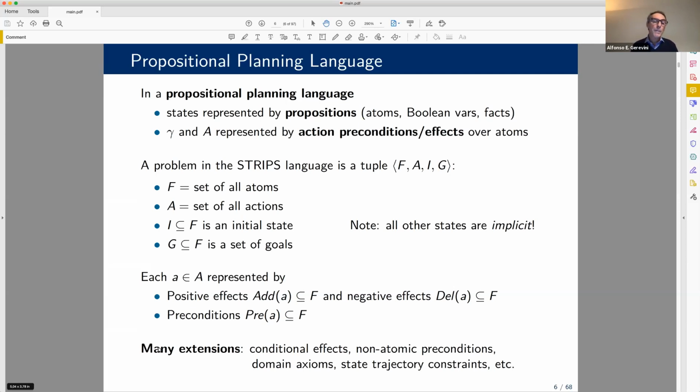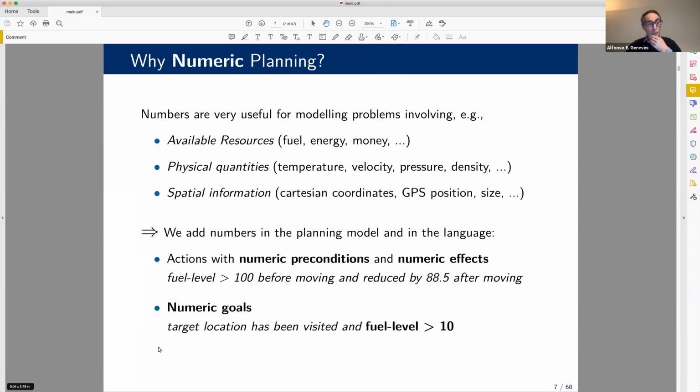Then there are many extensions, even in the propositional language, that include, for example, conditional effects, non-atomic preconditions, that is arbitrary formulas, domain axioms, state trajectory constraints, and so on. But for simplicity, we will not consider these features of the language in our short presentation. So this was propositional planning.